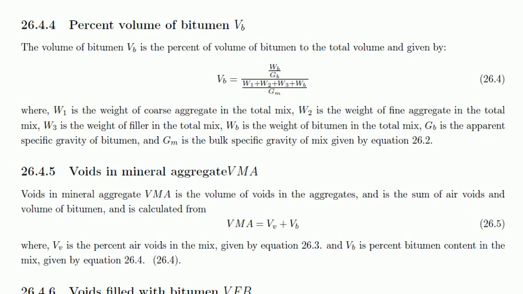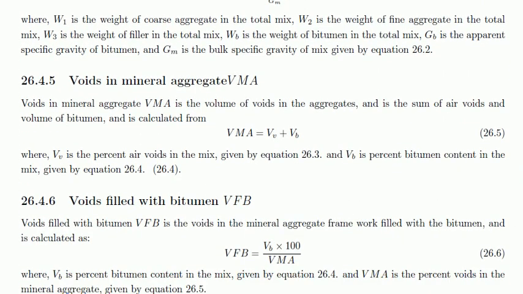Next the important thing, that is the VMA and VFB. VMA is void in mineral aggregate: the volume of the void space between the aggregate particles of a compacted paving mix, meaning after compaction there are certain voids present. This volume includes the volume of air void in between the coated asphalt particles plus the volume of effective asphalt. Effective asphalt is that bitumen not absorbed in the aggregate.